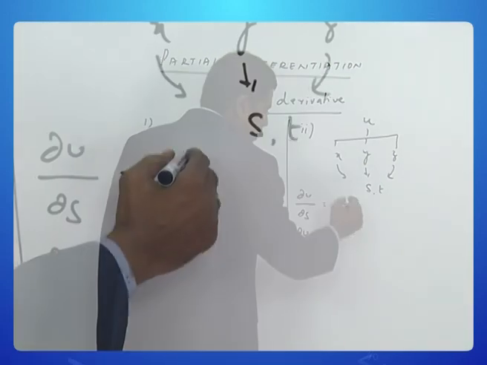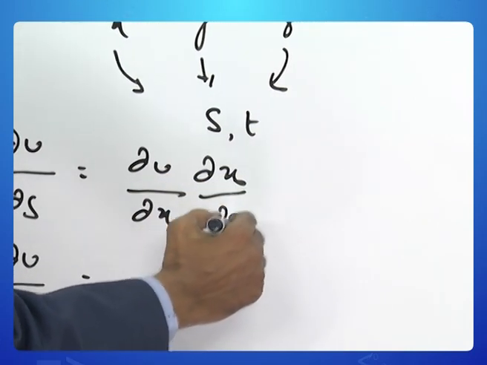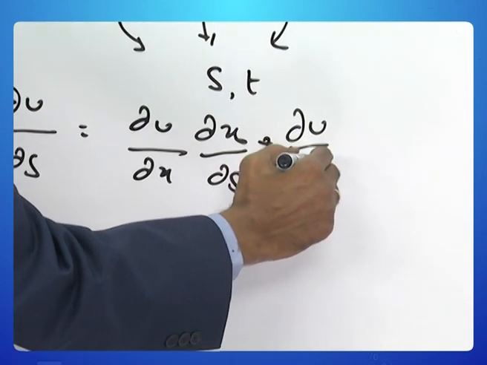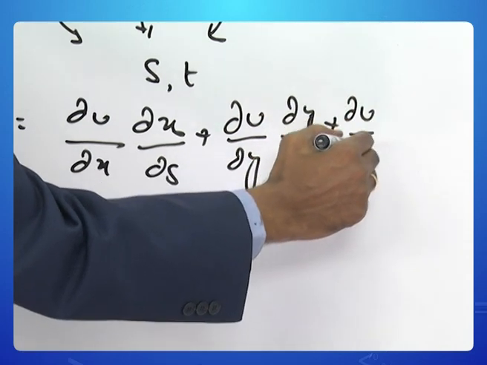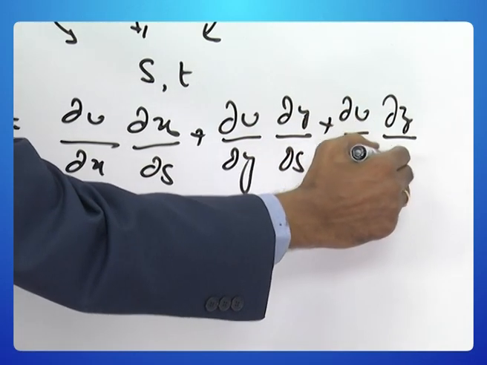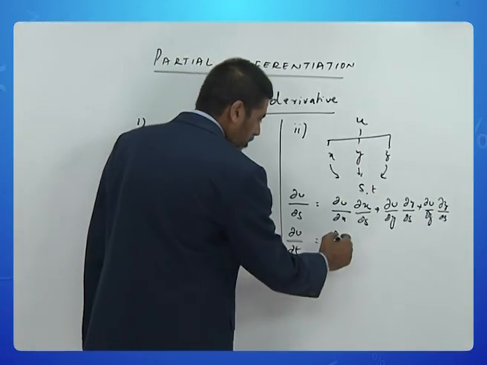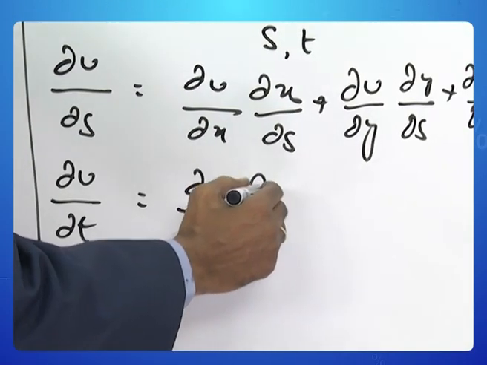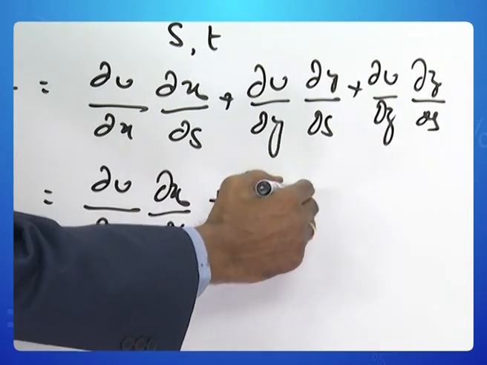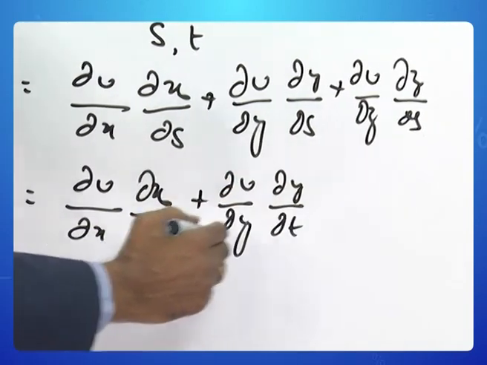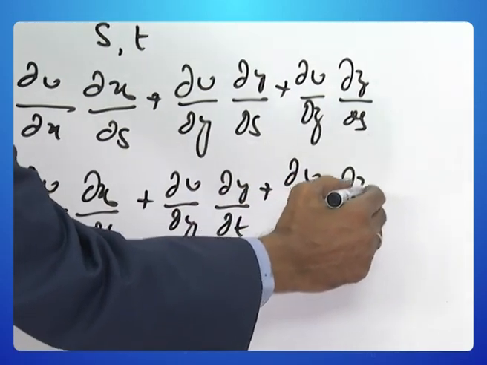As you can easily see from the diagram, dou u by dou x into dou x by dou s plus dou u by dou y into dou y by dou s plus dou u by dou z into dou z by dou s. Similarly, with respect to t, dou u by dou x into dou x by dou t plus dou u by dou y into dou y by dou t plus dou u by dou z into dou z by dou t.